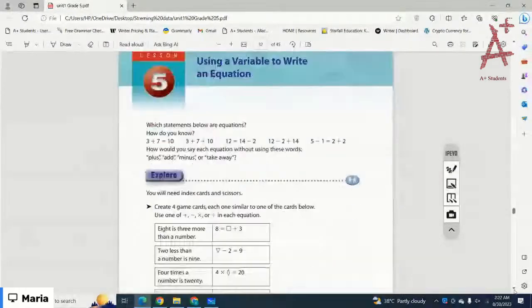Using a variable to write an equation. So how do we write an equation? We have to use a variable. A variable means you don't have the exact value, so you can use a, b, c, or x, y, z. These are the variables, right?